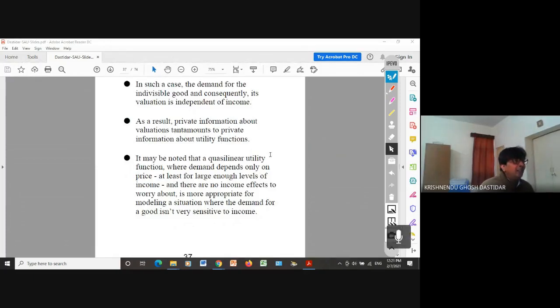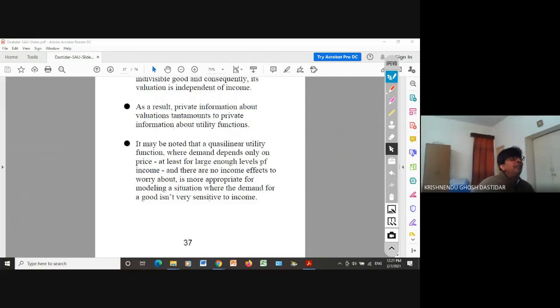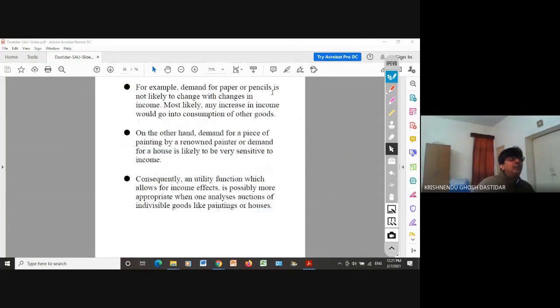at least for large enough levels of income, is more appropriate for modeling a situation where the demand for a good isn't very sensitive to income. For example, demand for papers or pencils or salt is not likely to change with changes in income. Right? So if your income increases, you are not likely to consume more salt. Most likely, any increase in income would go into consumption of other goods.